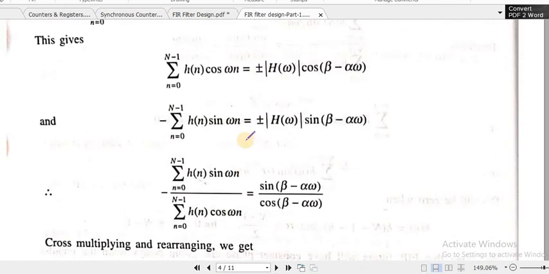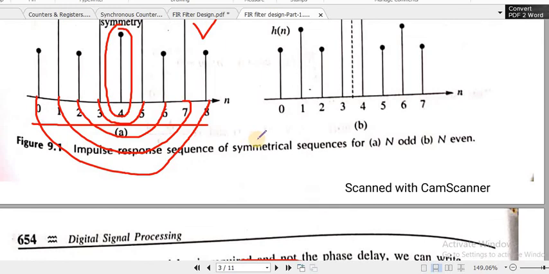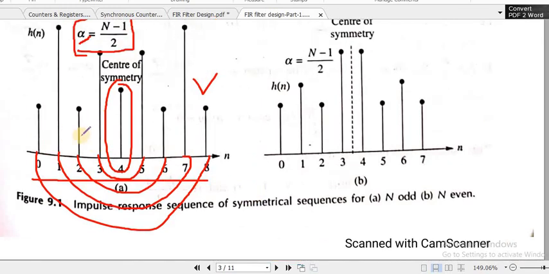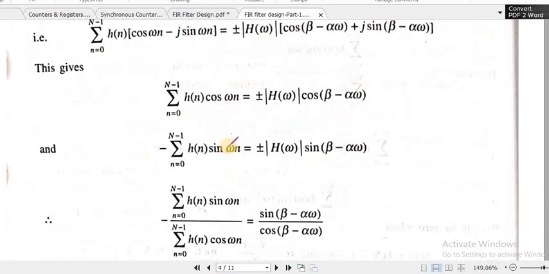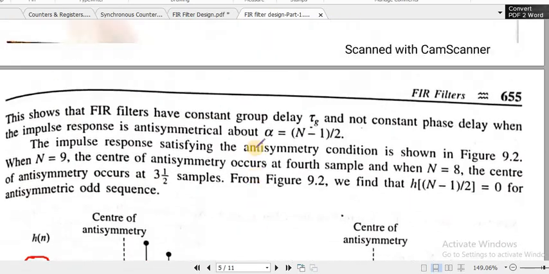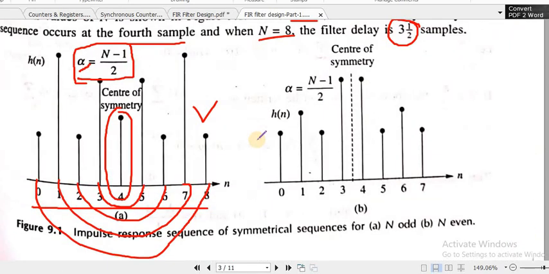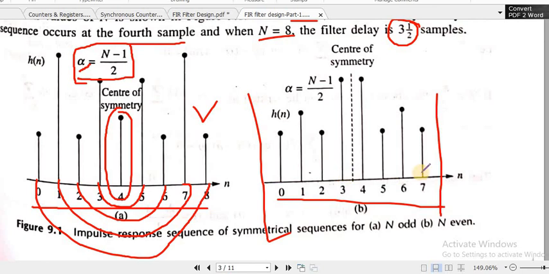One more thing: in IIR design we cannot implement a linear phase system because the IIR filter impulse responses are infinite in nature. Infinite in nature means, I can show you here. Suppose this is the impulse response, and this length is from 0 to 7. So we can define this length. This is a finite length.